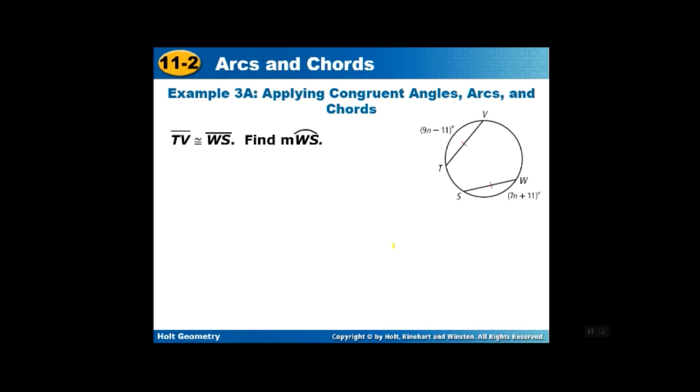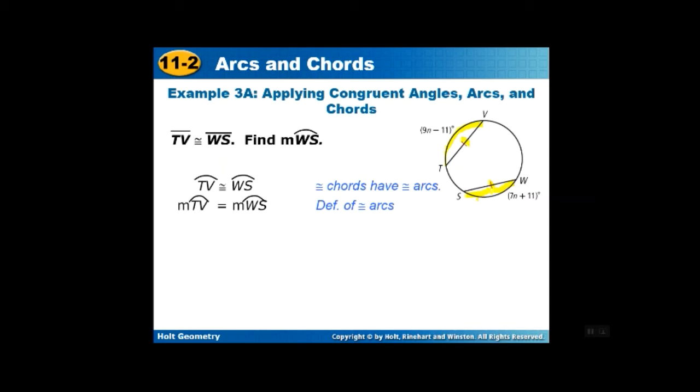The first example, applying congruent angles, arcs, and chords. If the chord TV is congruent to the chord SW, find the measure of arc WS. We said if the two chords inside the circles are congruent, then the arcs are also congruent. This arc is congruent to this arc. Apply the theorem: congruent chords, then congruent arcs.